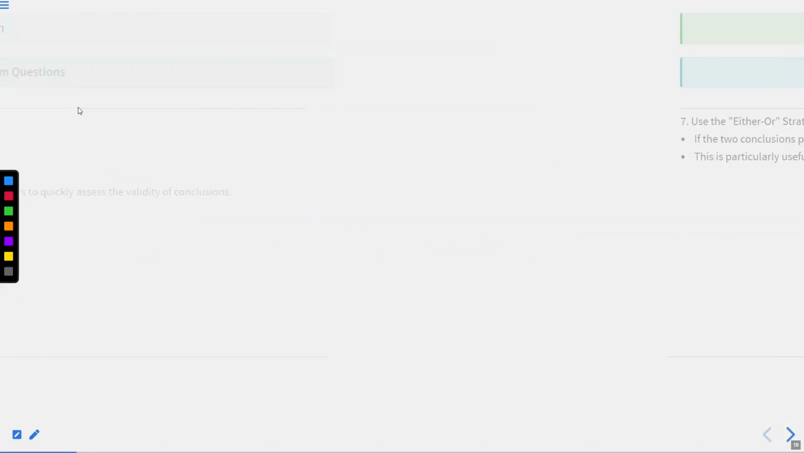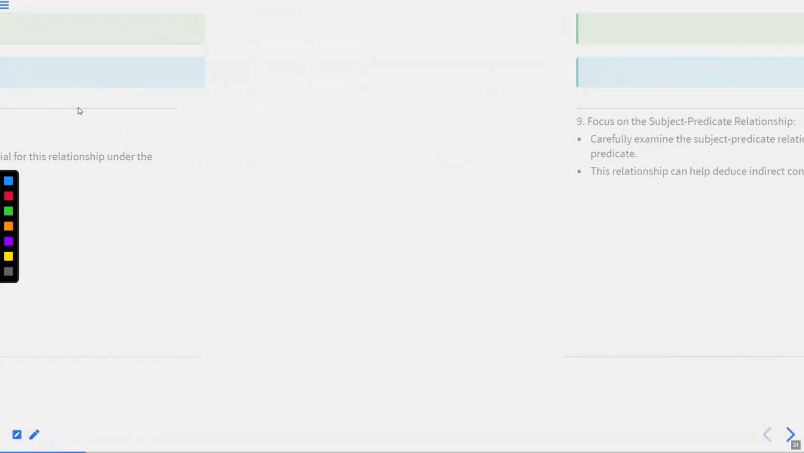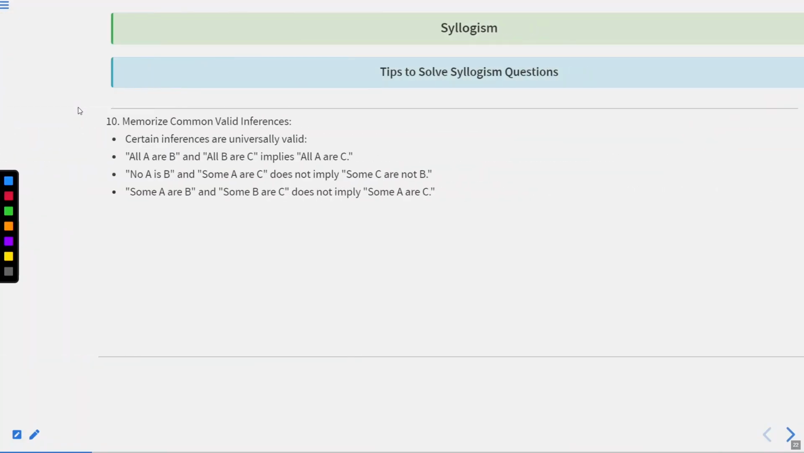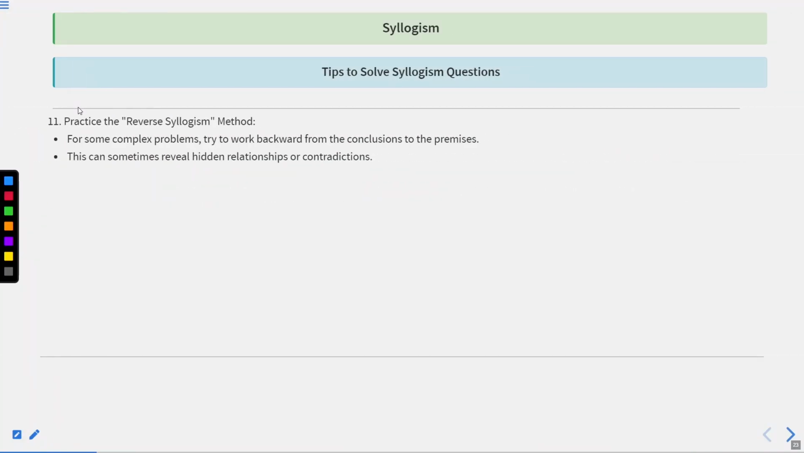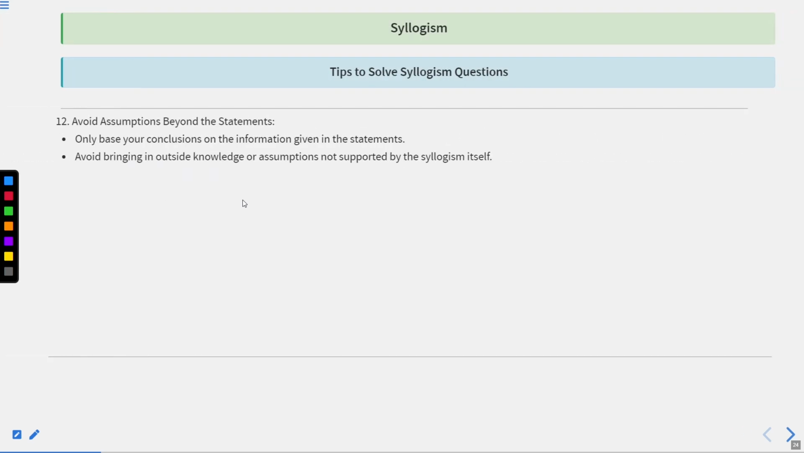Obviously, to understand these topics in a much better manner, we are continuing with the tips. Now, another tip is the reverse syllogism method. For some complex problems, try to work backward from the conclusion to the premises. This can sometimes reveal hidden relationships or contradictions. So we can also do the reverse: we first read the conclusion, and then on the basis of that conclusion we come to the inferences.